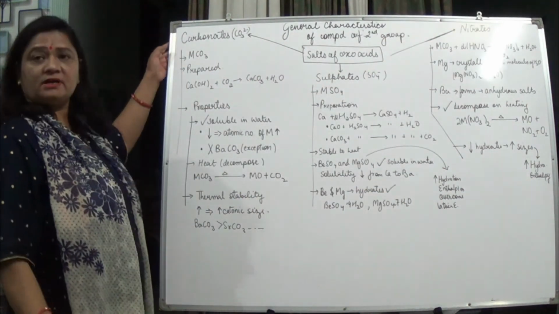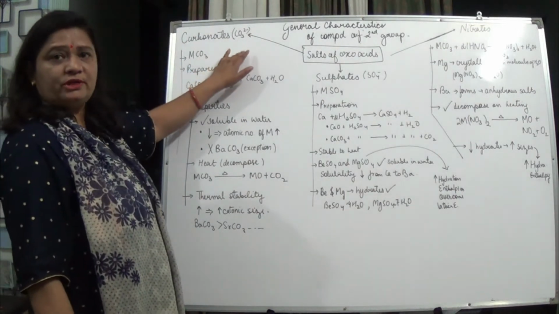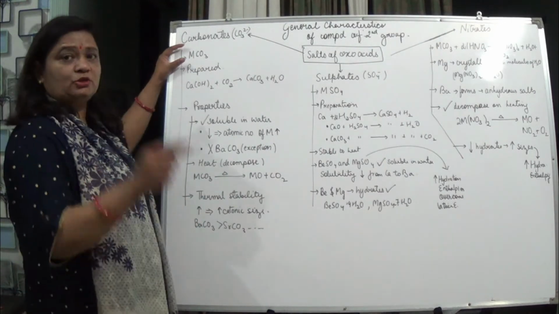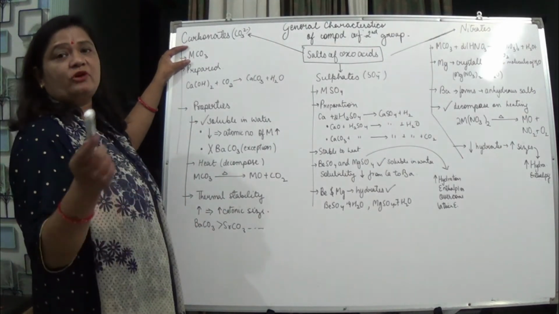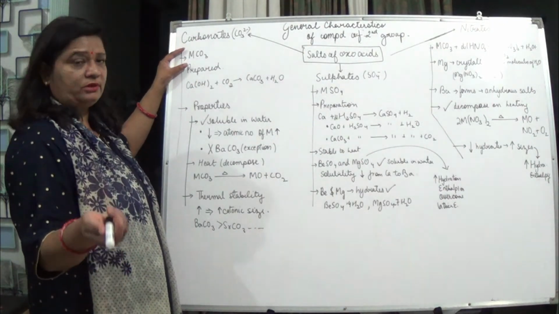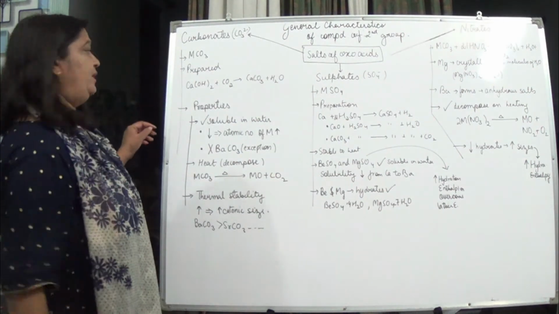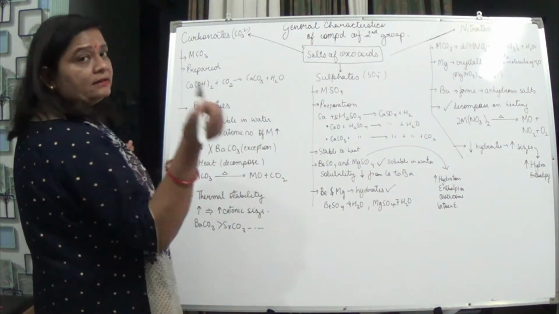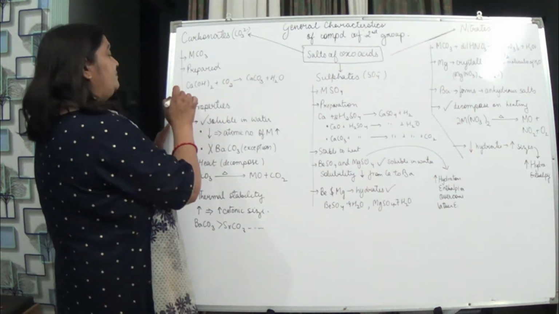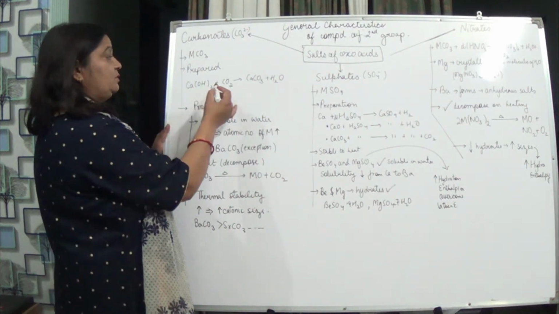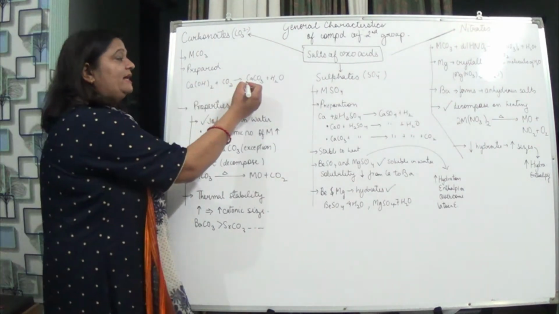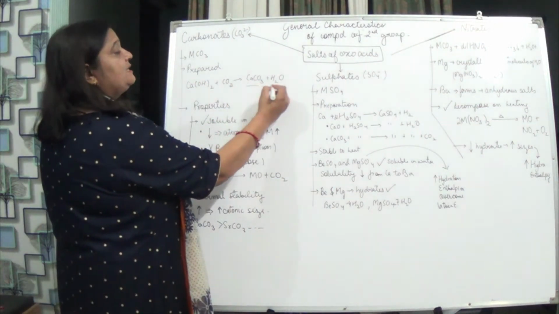Now let us start with the carbonates, having the formula CO3 2 minus. The compound formed by the alkaline earth metals, group 2 metals, has the formula MCO3. If it is magnesium, MgCO3, calcium, CaCO3 and so on. And how is it prepared? Let us see, taking calcium as the example, calcium carbonate. We take calcium hydroxide, Ca(OH)2, and pass carbon dioxide. We will get calcium carbonate, CaCO3, plus water.